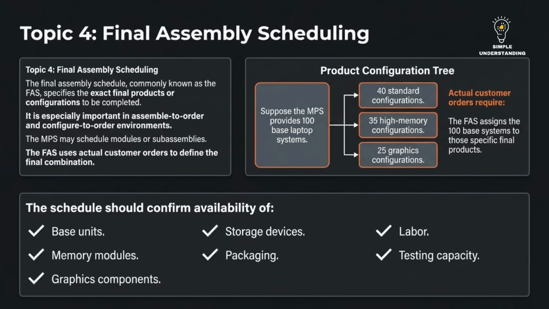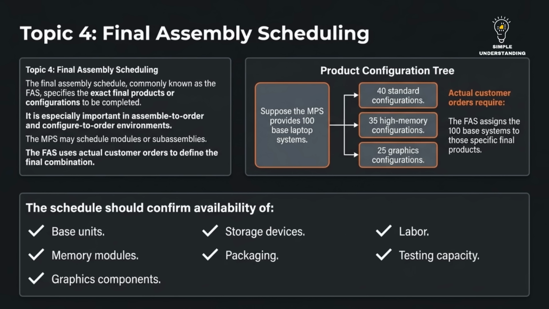Topic 4. Final Assembly Scheduling. The Final Assembly Schedule, commonly known as the FAS, specifies the exact final products or configurations to be completed. It is especially important in assemble-to-order and configure-to-order environments. The MPS may schedule modules or subassemblies. The FAS uses actual customer orders to define the final combination.